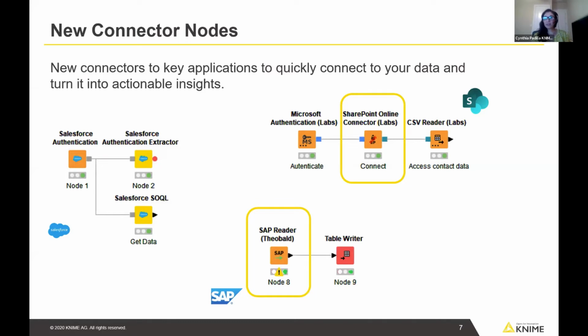We have partnered with Theobald Software, which is one of the experts on SAP integration, to develop a KNIME node for SAP systems. So now if you have been connected to SAP HANA, maybe using a JDBC driver, you can now use the SAP Reader functionality that will allow you to connect to SAP HANA. The SAP Reader node connects to the commercial Theobald Xtract Universal server to extract data from SAP. And we have additional information about this on our website.